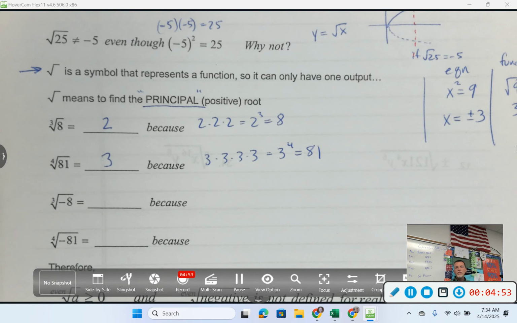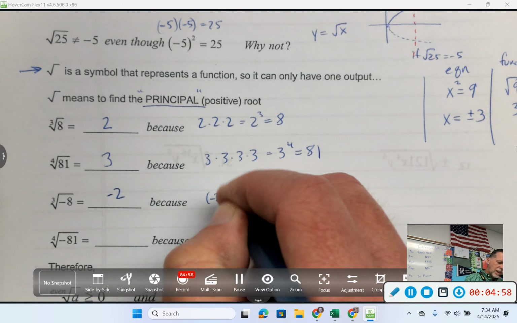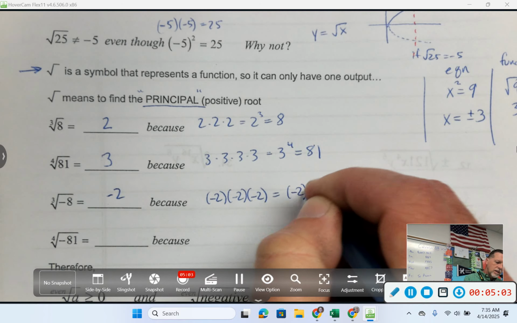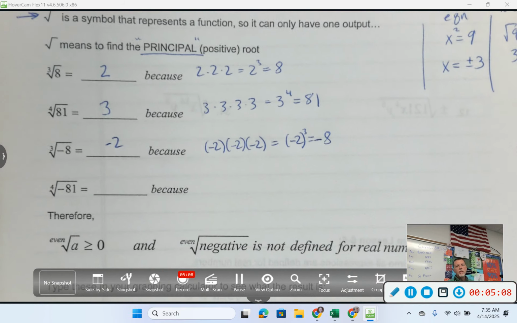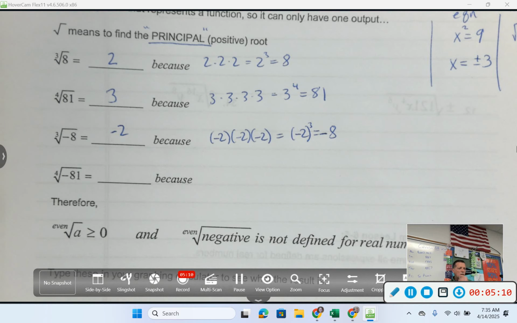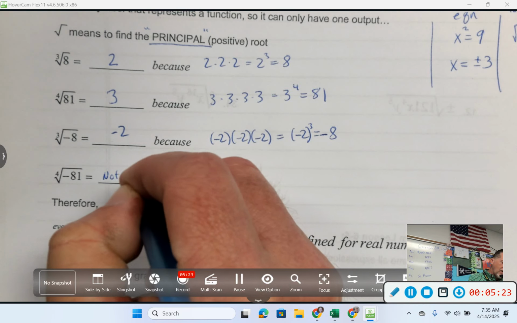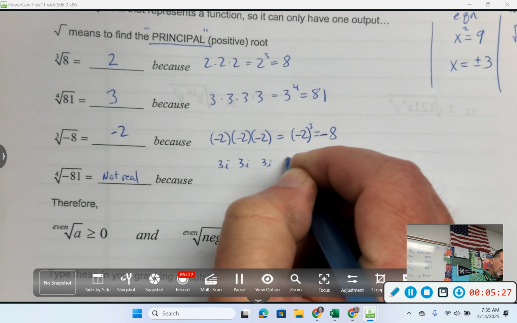What about the cube root of negative 8? Negative 2, same reason. Negative 2 times negative 2 times negative 2 is negative 8. What about the fourth root of negative 81? Well, let's say not real for now. 3i is a decent enough guess.